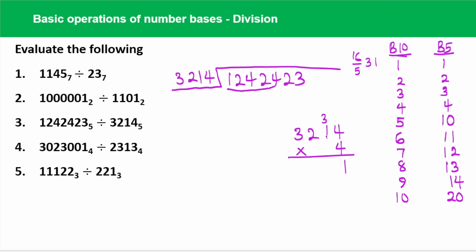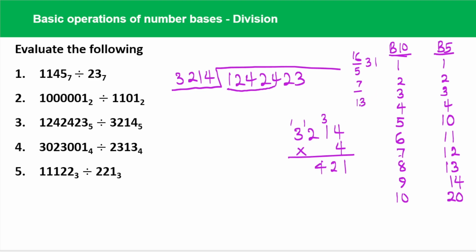4 times 1 is 4 plus 3, that is 7. 7 in base 5, that is 12. So we write 2, we carry 1. 4 times 2 is 8 plus 1, that will give us 9. 9 in base 5 is 14. So we write 4, we carry 1. 4 times 3 is 12 plus 1, that is 13.